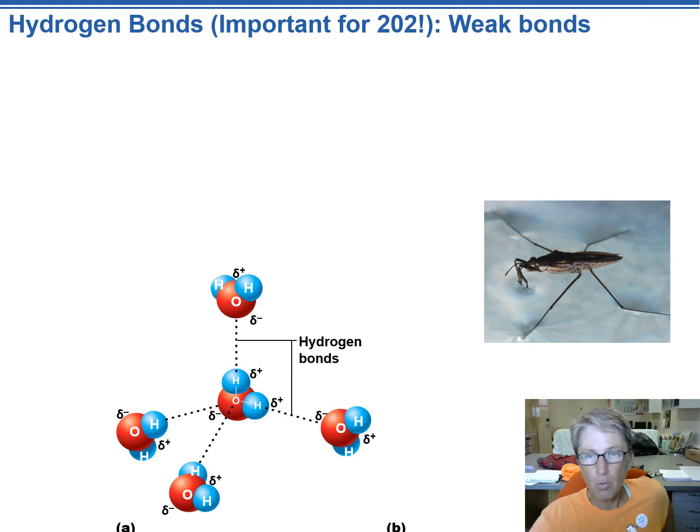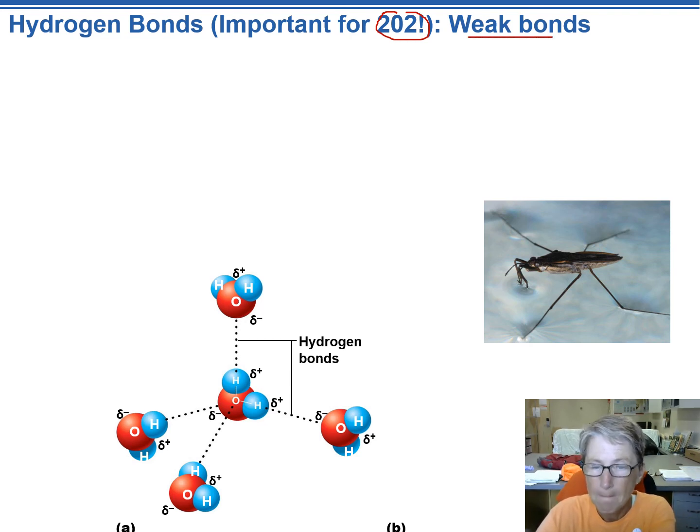Woohoo! Important for 202. They're also important for 205 and 208. Hydrogen bonds are everywhere. They're really important to understand if you want to get A's in your classes as you go forward. They're real weak bonds, but they're everywhere.